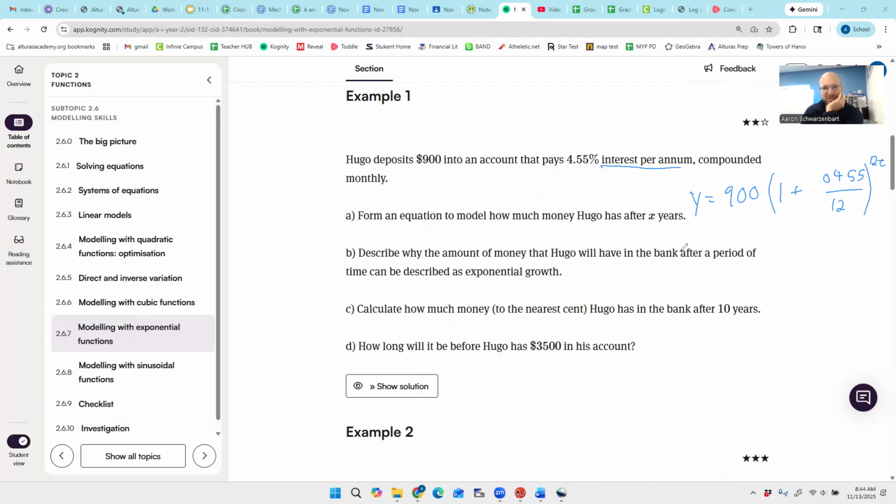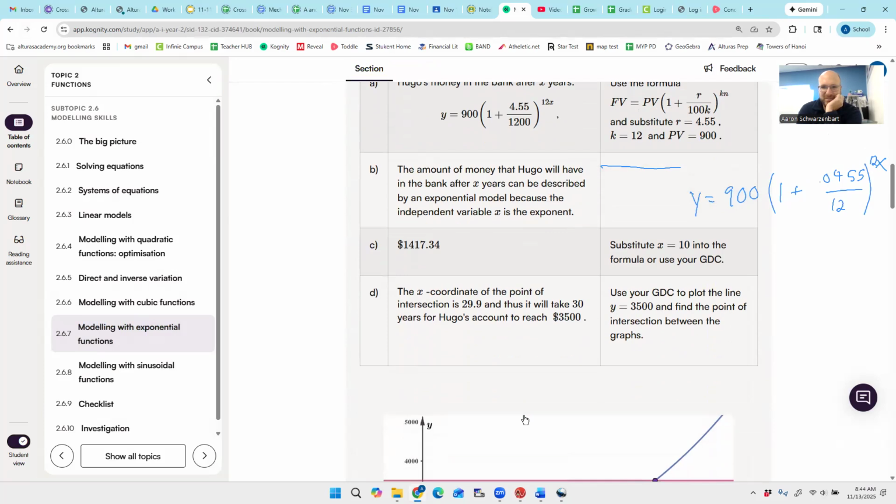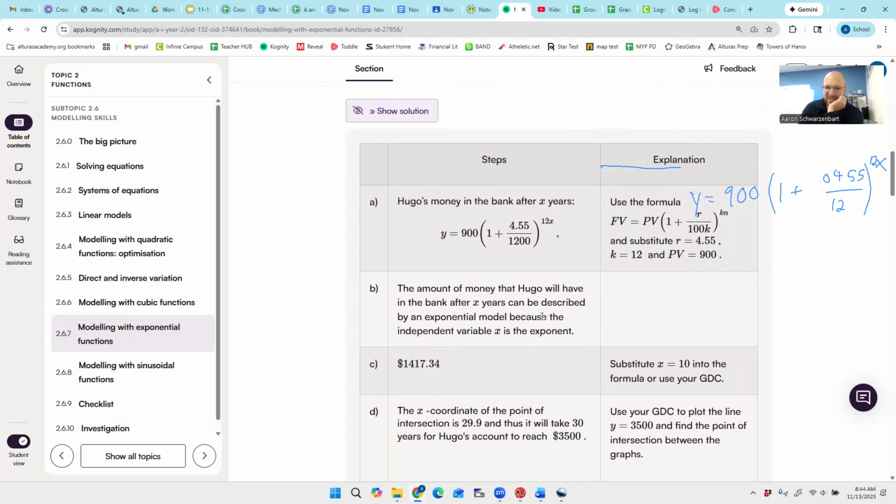Describe why the amount of money can be described as exponential growth. It's exponential growth because the variable is in the exponent. Calculate how much money he has after 10 years. I probably should use the variable that they say. You might get away with calling it T, but it's best to use what they say. So we're simply going to plug in 10. They substitute 10 in for X here in part C.